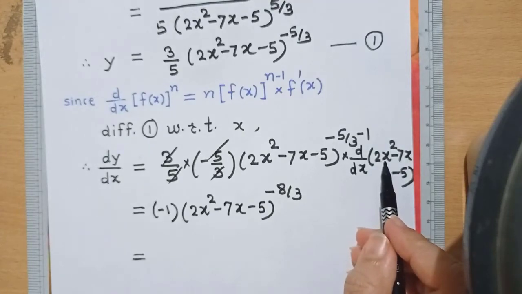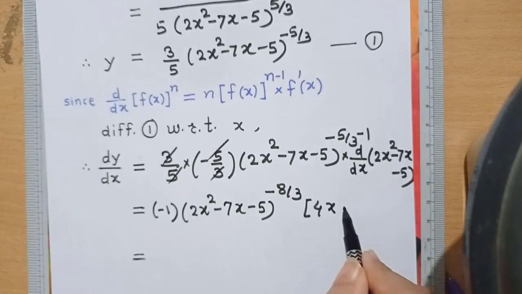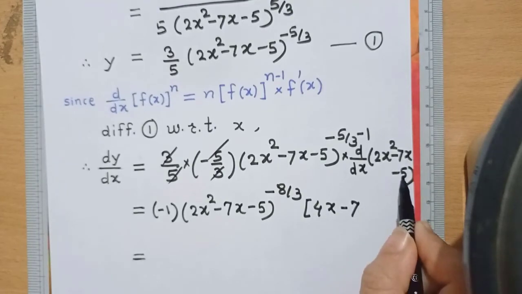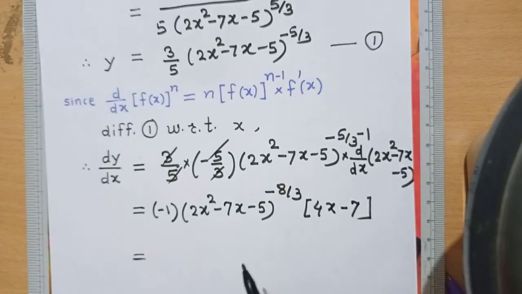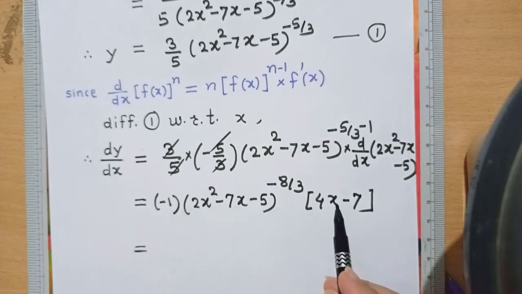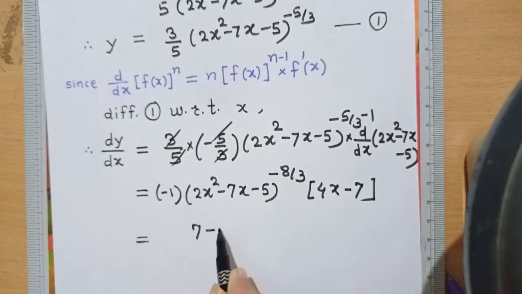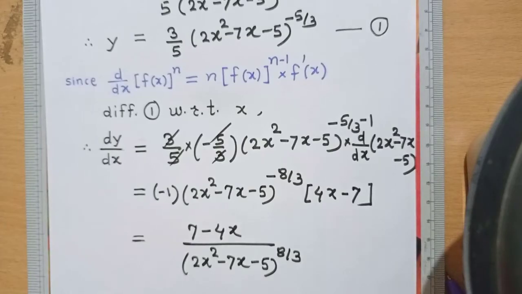Now derivative of 2x square is 4x, derivative of minus 7x is minus 7, and since it is a constant, its derivative is 0, we are not writing. Now again move this bracket in the denominator with positive index. Minus 1 into this will become 7 minus 4x upon 2x square minus 7x minus 5 raised to 8 by 3. This is our final answer.